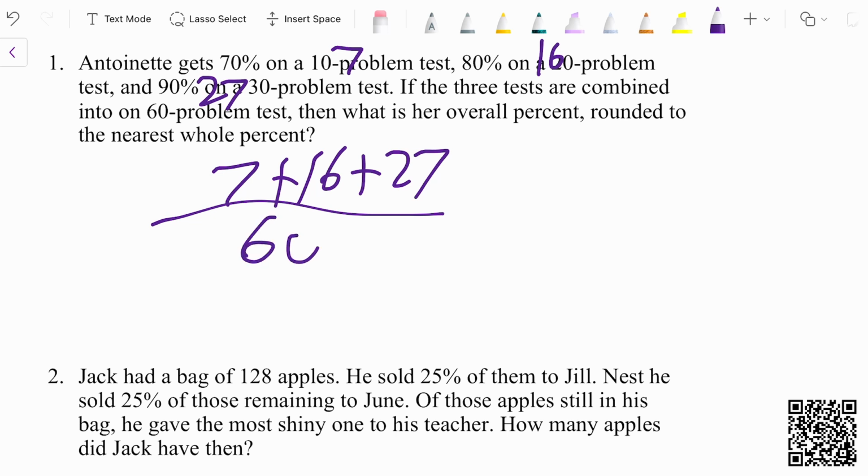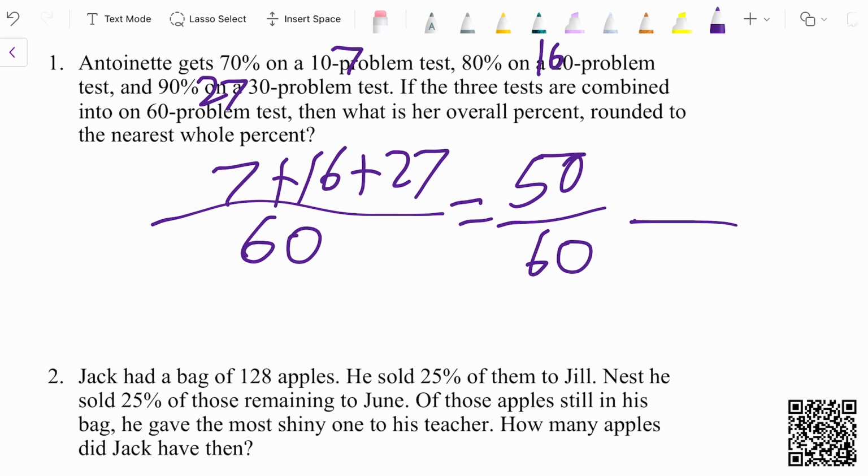On a 60 problem test, so on the bottom, which is then equivalent to, if we add 27 plus 16, that's 43, wait, 7 plus 16 is 23, plus 27 is 50, we now have 50 over 60. As you can see, even if we get rid of the 10, 6 does not divide into 5 as a percentage. So we can solve it. This is where the nearest whole percent comes in.